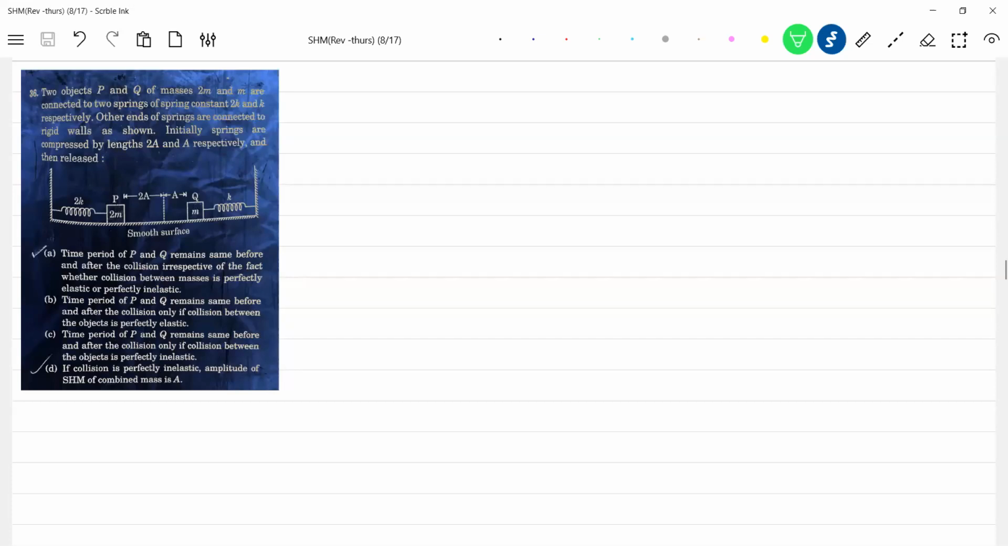I read the question. If you want to take a diagram, masses 2m and m are connected to two springs of spring constant 2k and k respectively. Can you hear me clearly?